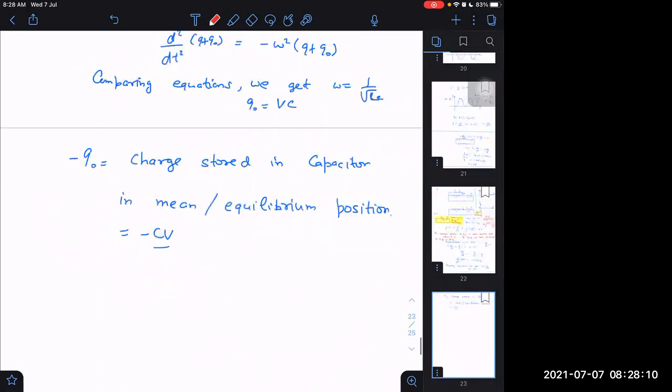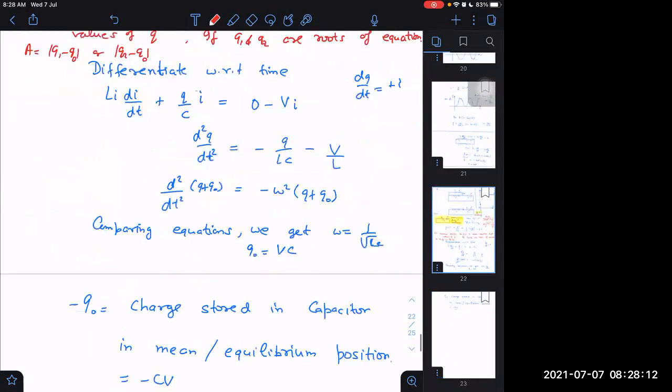No, because of lack of space, I'm not able to write it. Maybe I will shift these things downwards so that I can make space for myself.